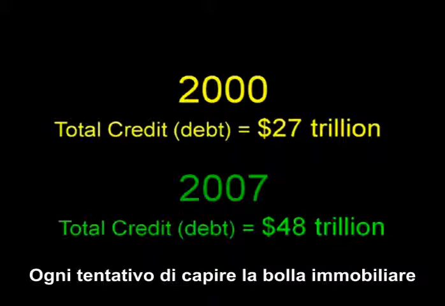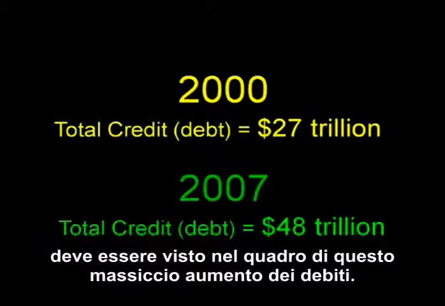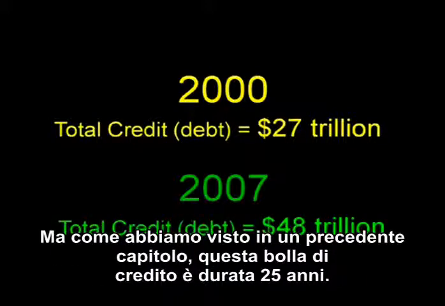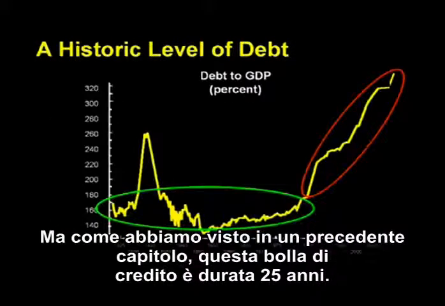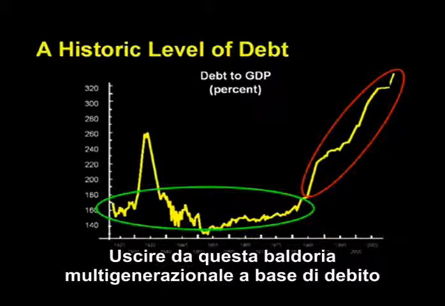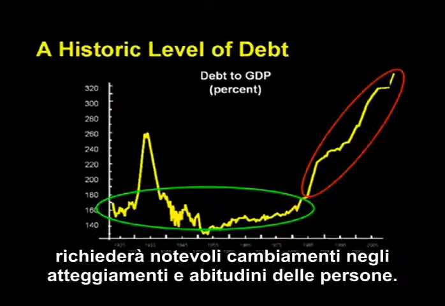Any attempt to understand the housing bubble has to be viewed against the backdrop of this massive increase in debt. But as we noted in an earlier chapter, this credit bubble has been going on for 25 years. Unwinding a multi-generational debt binge is going to require some enormous changes in attitudes and habits.